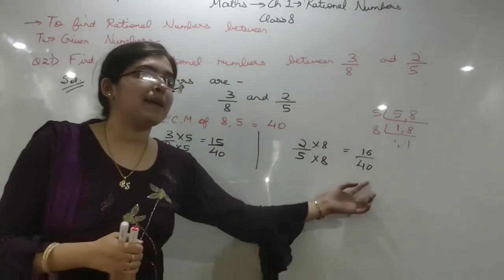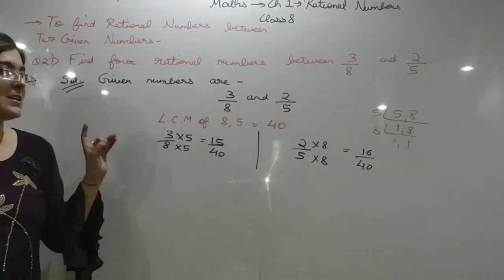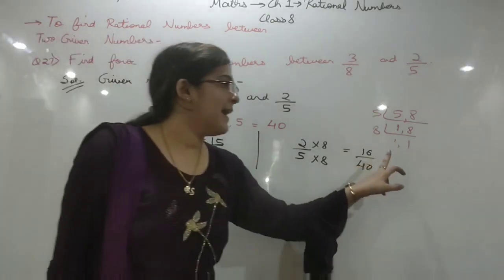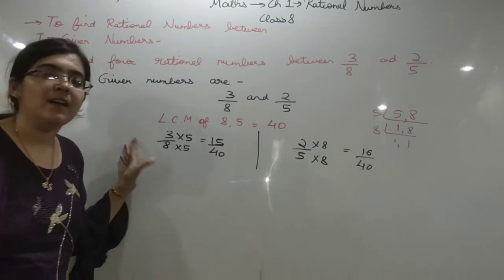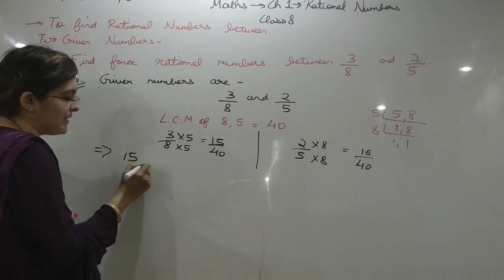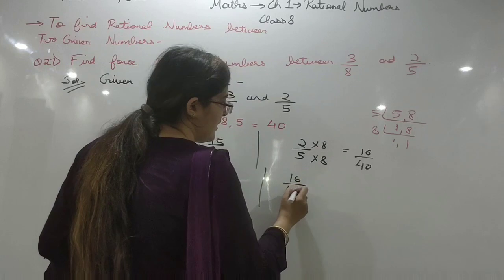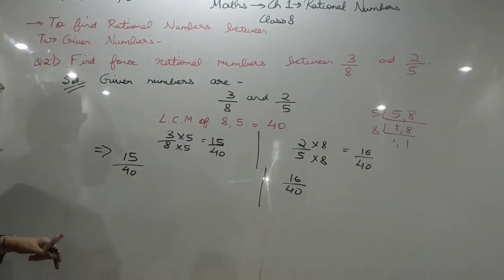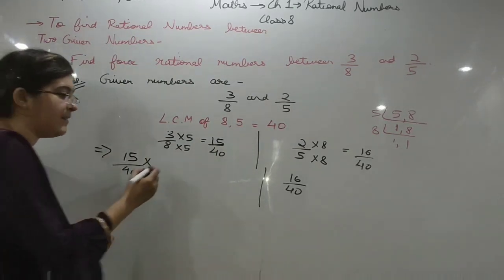Now your denominator became same. So our step 1 is done. What is our step 1? That this number became 15 by 40 and this number became 16 by 40. Is it correct? Now let's move on to the next step. Your next step is to write the numbers on both sides, and you have to now multiply and divide by 100. Sorry, 10. We always multiply and divide by 10.